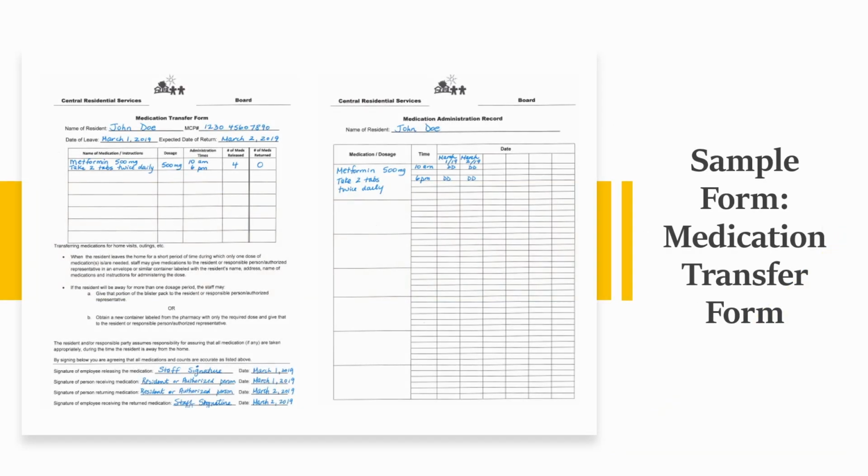Here is an example of a medication transfer form. All medications are listed on the first form, the name and instructions and time of administration, as well as the total number of pills. The first form is signed by staff preparing the medications and the person receiving the medications to verify exact medications handed over to family or Special Olympics staff. The second form is to be completed by them while the resident is away to ensure all medications were given and at the correct times.